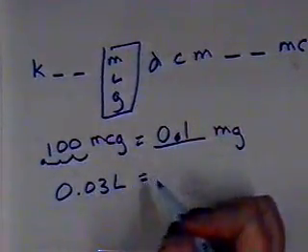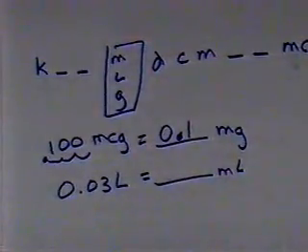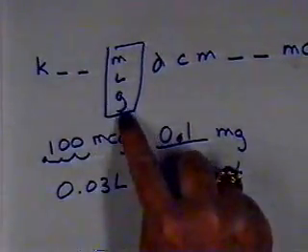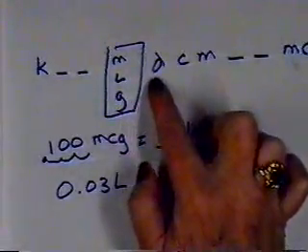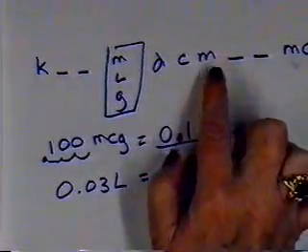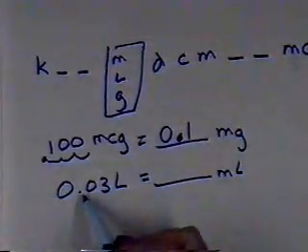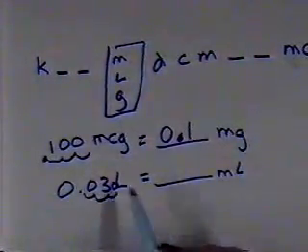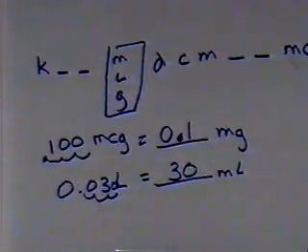.03 liters to milliliters. You put your finger on liters. We're moving to milli, so it's 1, 2, 3 steps to the right. 1, 2, so I have to add a 0. 30.